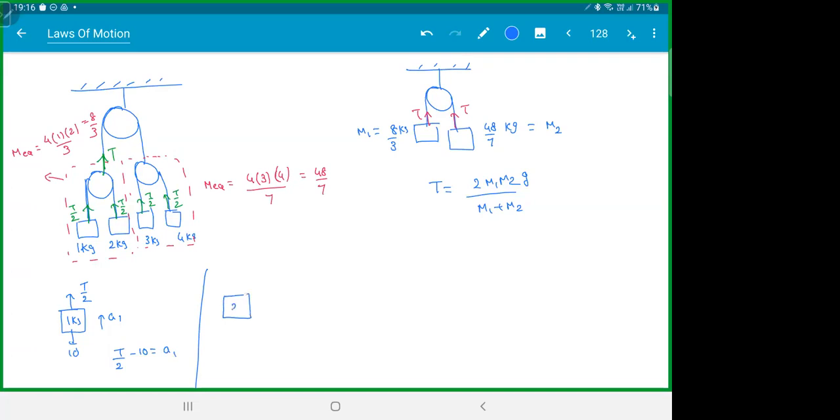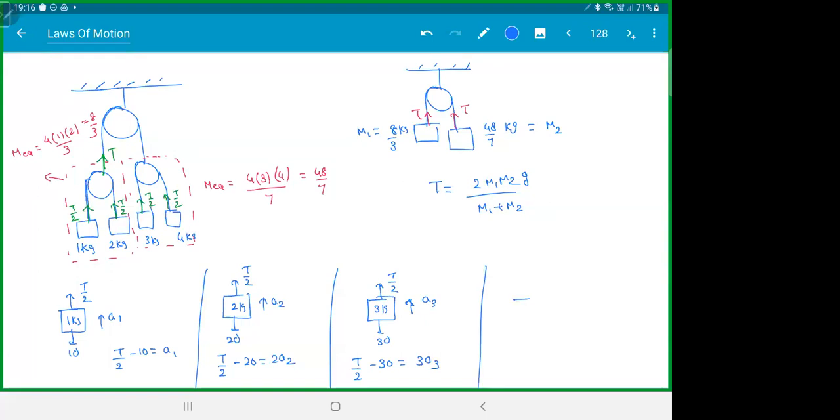You want the 2 kg acceleration? Tension T by 2, 20 Newton. Just assume any direction you want. Science will take care of it. T by 2 minus 20 is equal to 2A2. You get A2 from here. Tension is T by 2, 30. Acceleration is A3. I know someone has to go down, so the science will take care of it. T by 2 minus 30 is 3A3. You want acceleration of the 4 kg? This is T by 2, 40, and let it be A4. T by 2 minus 40 is 4A4.